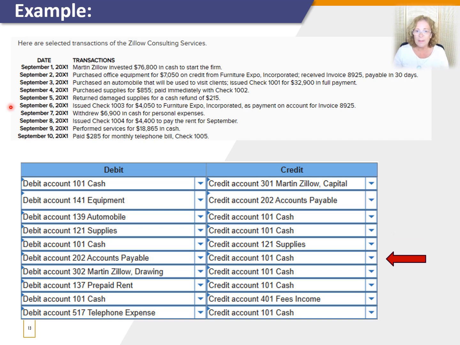On September 6th, Zillow Consulting issued check 1003 for $4,050 to Furniture Expo. The company now has less obligations. We previously recorded the obligation as an accounts payable, and now that accounts payable decreased. Liabilities increase with credits and decrease with debits. That means we have to debit accounts payable. The company now has less cash. Cash is an asset, and assets decrease with credits. Therefore, we have to credit cash.